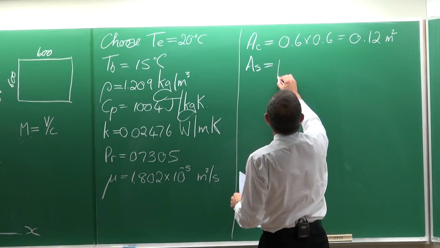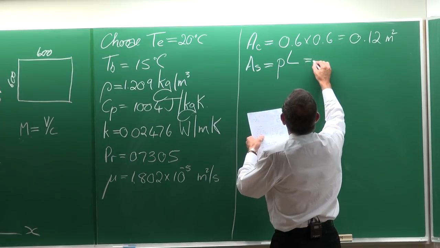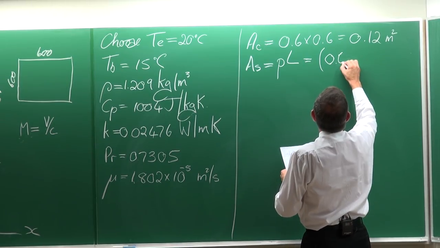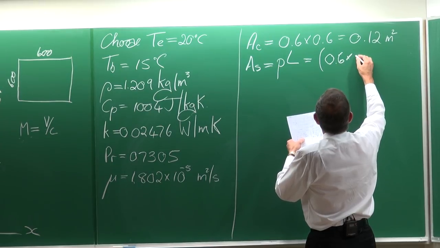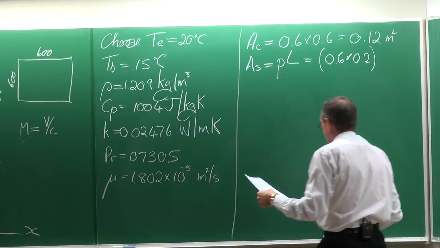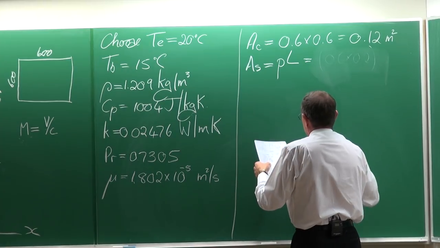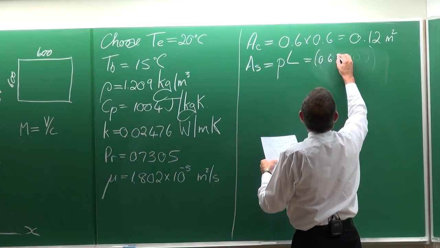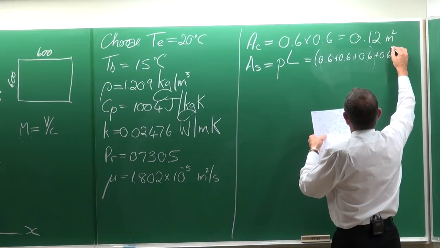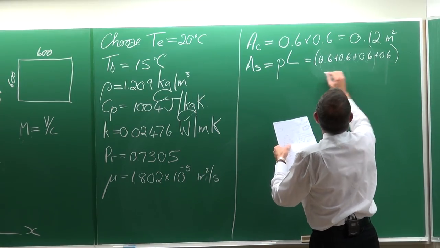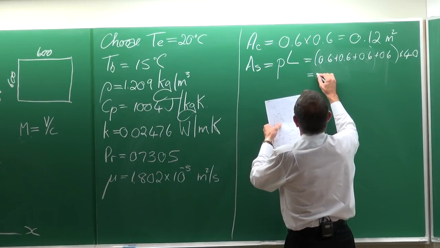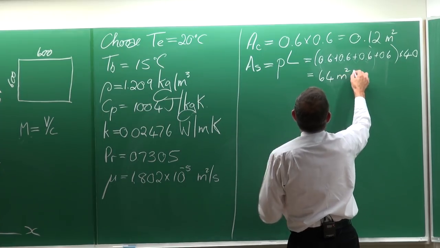AS is equal to the perimeter multiplied by L, which is equal to 0.6 multiplied by 0.2. Now, messing up now. Let's do it like this. It's 0.6 plus 0.6 plus 0.6 plus 0.6, multiplied by 40. And the area for heat transfer is thus 64 square meters.